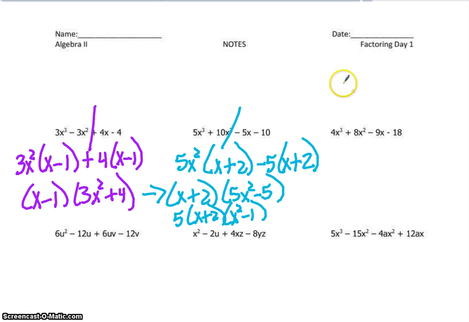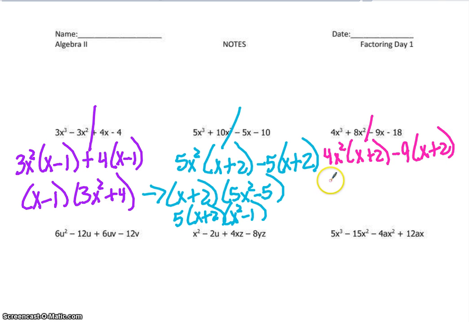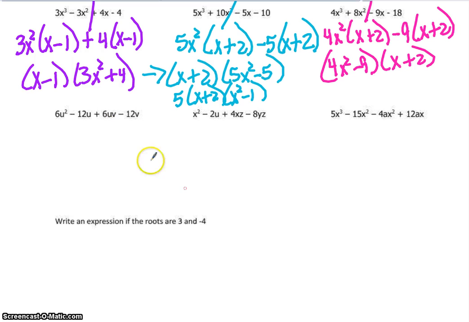All right, split it in half. First two both have a 4 and an x squared, so that leaves you x plus 2. Minus, they both divide by 9, leaves you x plus 2. So you have 4x squared minus 9, and you have x plus 2. Notice I wrote them in a different order from what I've been doing. It does not matter which order. Okay, you can write either one of your sets of parentheses first.